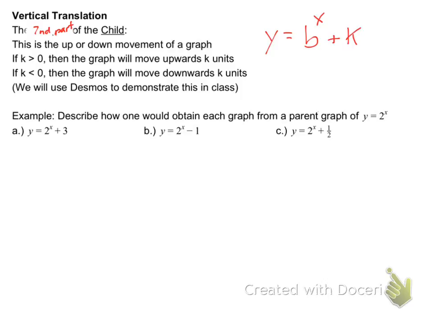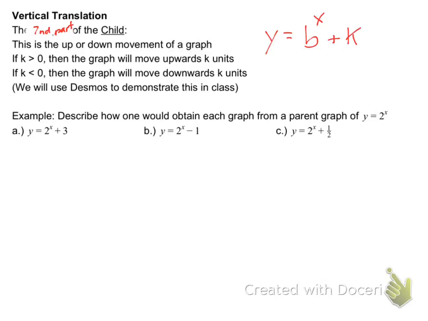But guess what, guys? This one is really nice because it's the exact thing that you see. So if k is greater than 0, so k is positive, the graph goes up. When k is negative, the graph goes down.